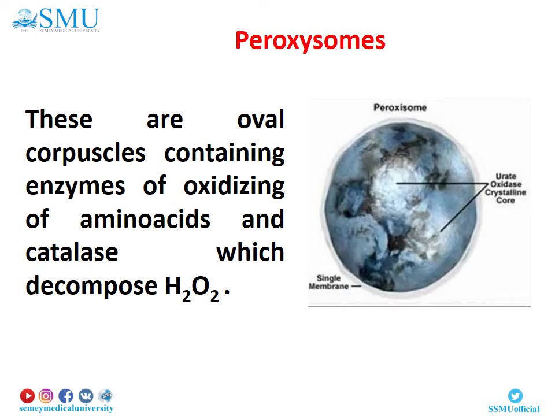Peroxisomes. These are oval corpuscles containing enzymes of oxidizing of amino acids and catalase, which decomposes hydrogen peroxide. Catalase of peroxisomes plays a protective role because hydrogen peroxide is toxic for the cell.